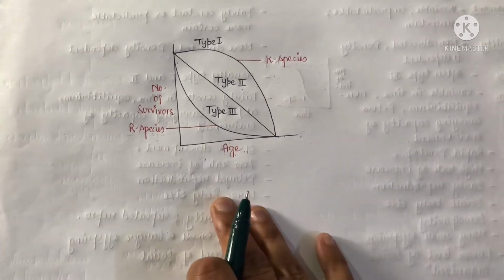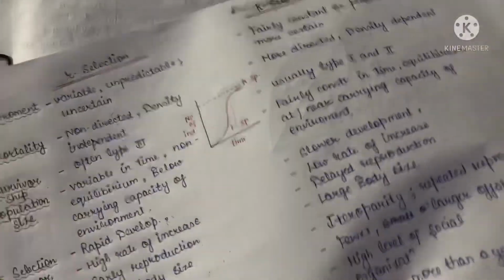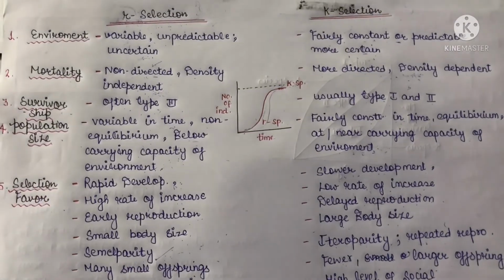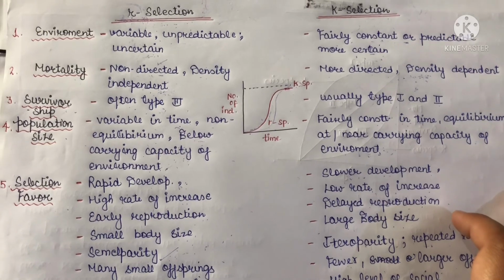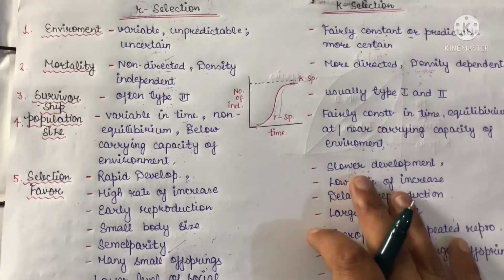So this is the whole information about the R selection as well as K selection, or R species and K species. So this is all about it.